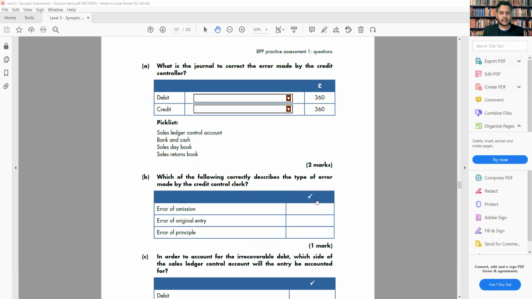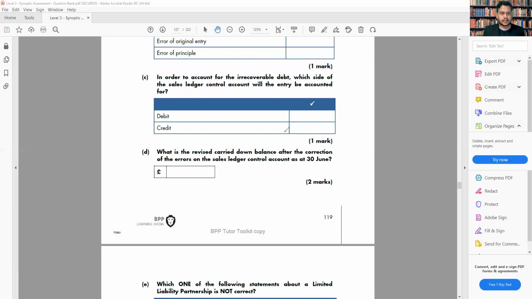The next one we have here, it says, in order to account for the irrecoverable debt, which side of the sales ledger control will be entry be accounted for? Now remember, irrecoverable debt is our expense, and that's the reason it is our debit, and sales ledger control is a credit. Because of the irrecoverable debt, my total customer balance will go down, and irrecoverable debt is expense. So we're going to say the sales ledger control will be on the credit side, because normally sales ledger control is a debit, but if I want to reduce it, I make it credit, opposite.